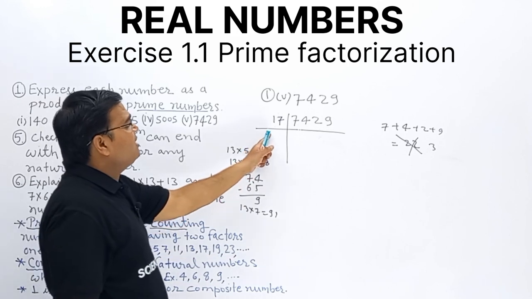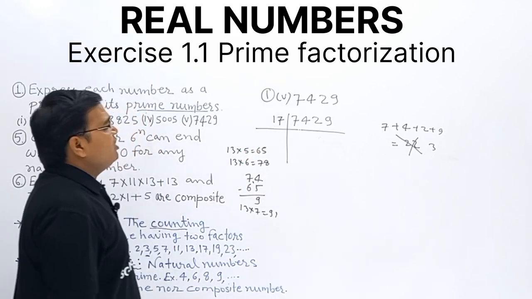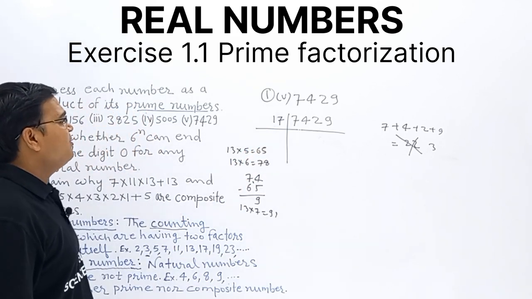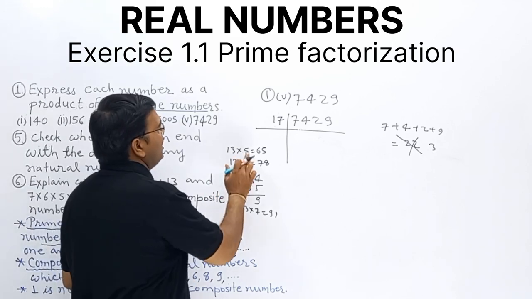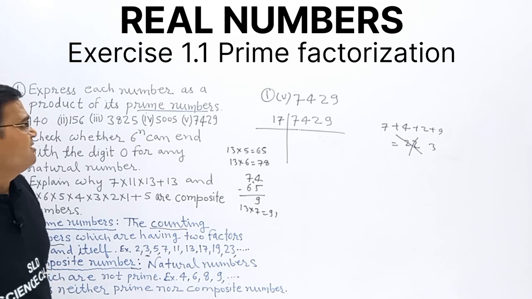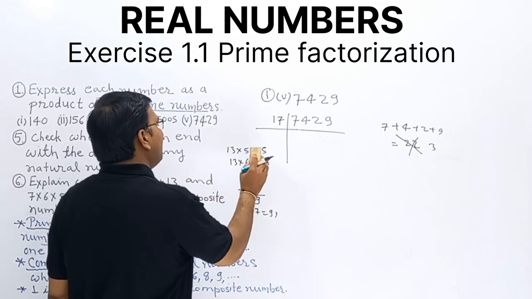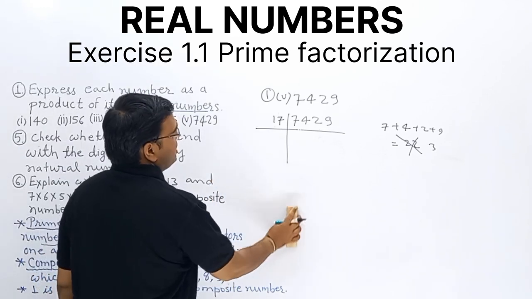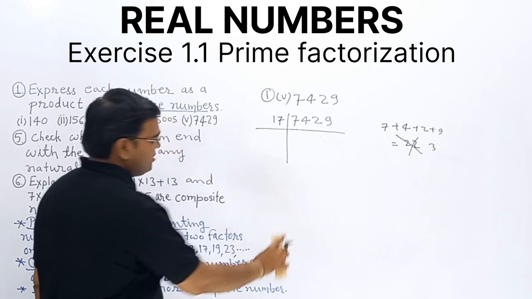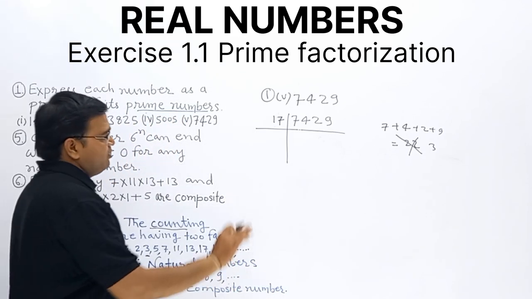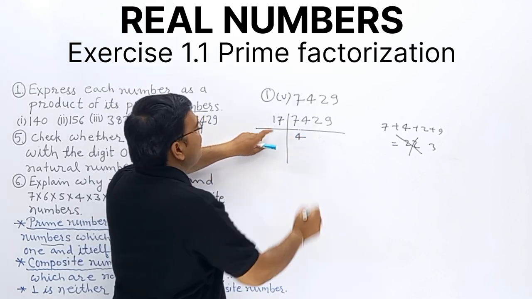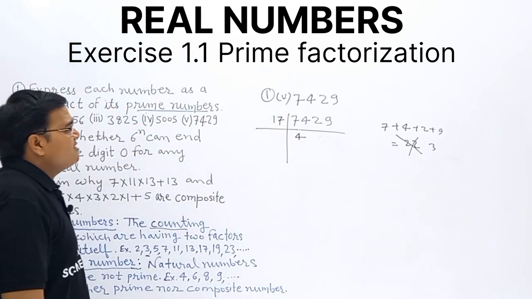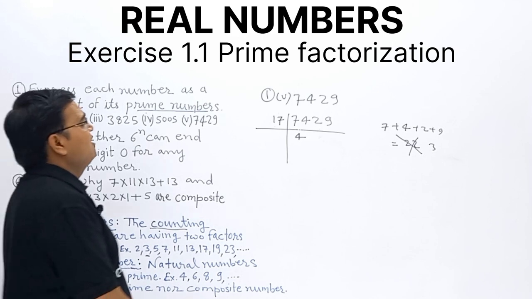Now 17 times 3 is 51. 17 times 4 is 68. And 17 times 5 is 85. 17 times 5 is more, so we will use 4 times. 17 times 4 is 68.